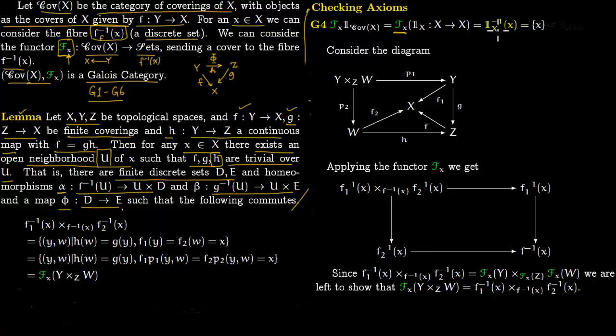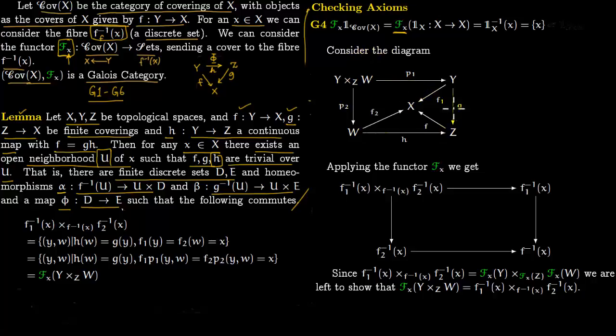So it just puts an f inverse, which is just the identity map. So you just get the singleton x corresponding to this x here, and the singleton is the terminal object in the category of sets. So the second is slightly more involved. We have to show that the functor commutes with fiber products.